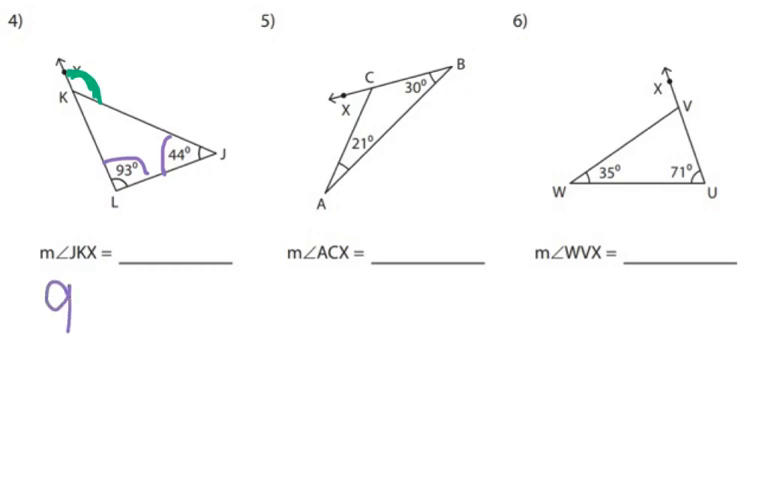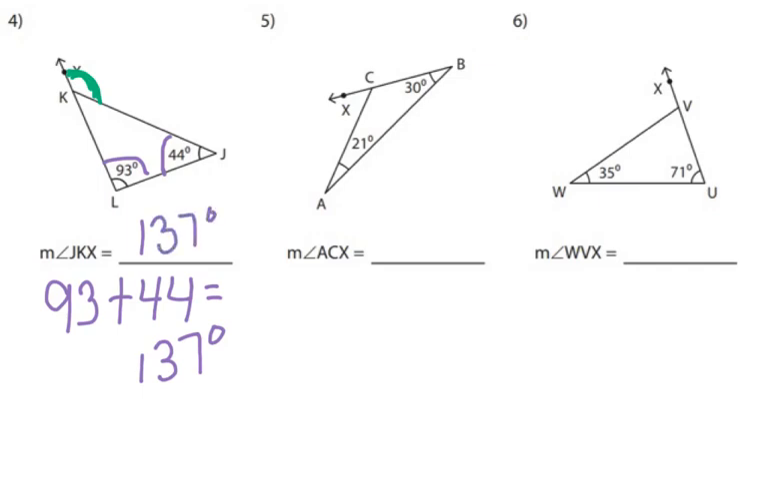So in order to find the measure of that exterior angle, we would do 93 plus 44, and that's going to be equal to 137 degrees. Okay, so we do the same thing for this one, for number 5. So in order to find that exterior angle, which is right here, we would add up 30 plus 21, and that's 51 degrees.